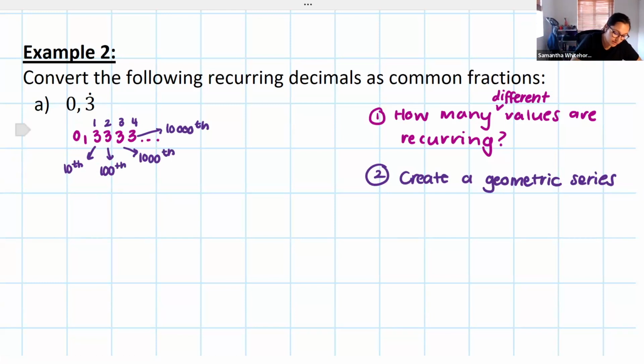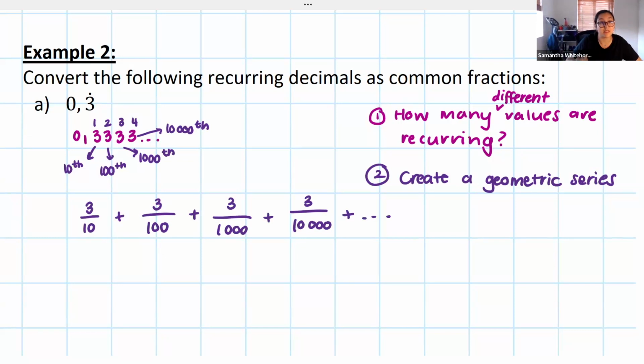So we know that this first decimal is a tenth, and so our first term would be 3 over 10. That's 3/10. That represents what that first position after the comma is. Our next one is 100, so it's 3 over 100. My next one would be 3 1,000ths. The next one would be 3 10,000ths. We don't really need the fourth term, but that is essentially what we have. So we need to bear in mind where it is in the whole decimal. Is it in the tenths, the hundredths, thousandths, etc.? And that is how we create our series.